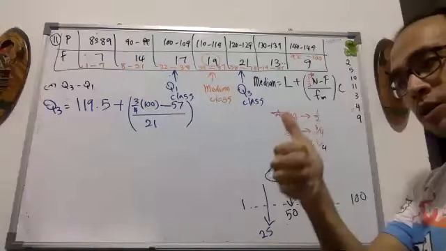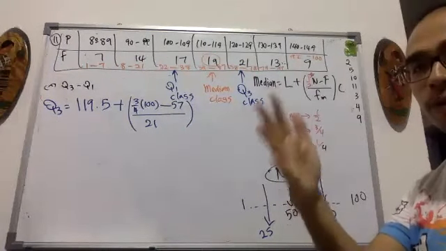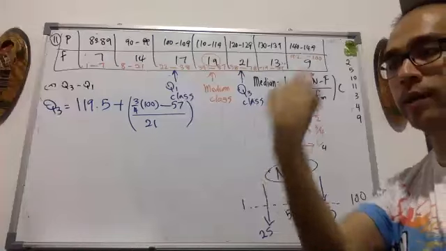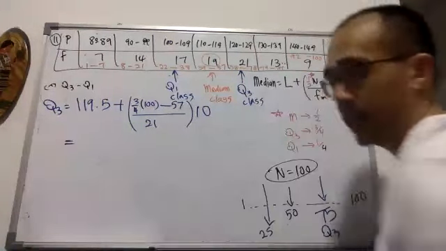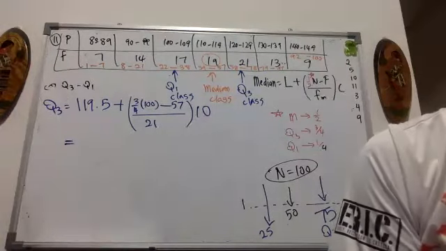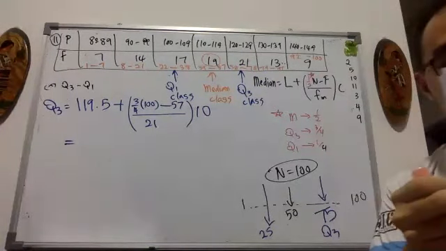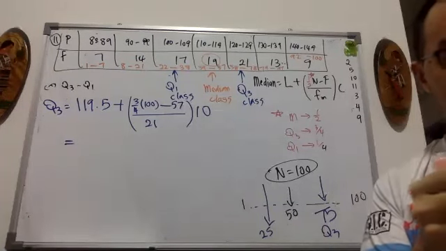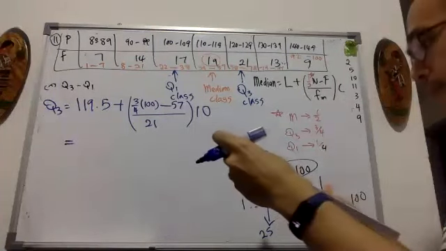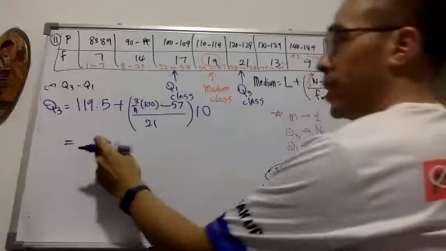120, 21, 22, 23, 24, 25, 26, 27, 28, 29, so 10. Then you will get this value. Oh no, I don't have this question. Never mind, you'll get this value.